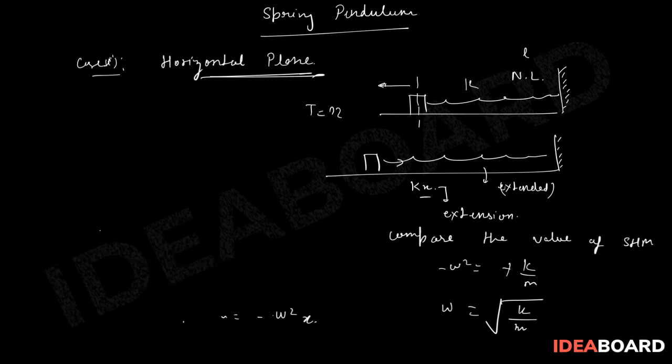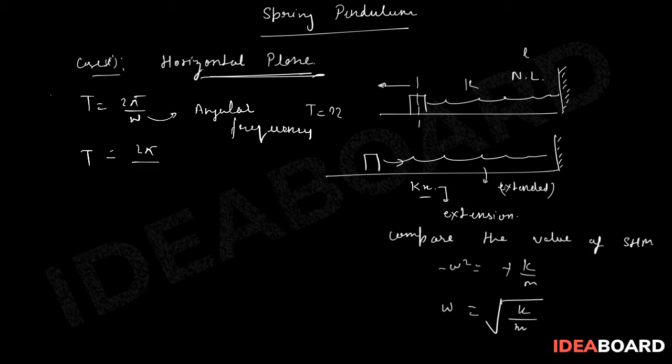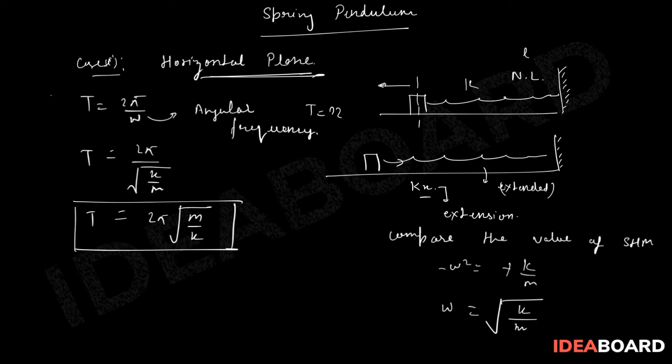So how to do that? Simply we have to use T is equal to 2 pi by omega. Time period is given by 2 pi by omega. We have got the value of omega, where omega is angular frequency, right? So 2 pi by under root of k by m. So that is given by 2 pi under root of m by k. This is the time period in this case.